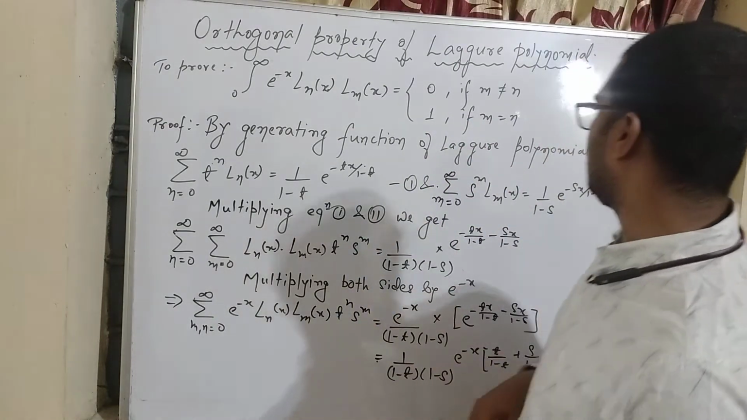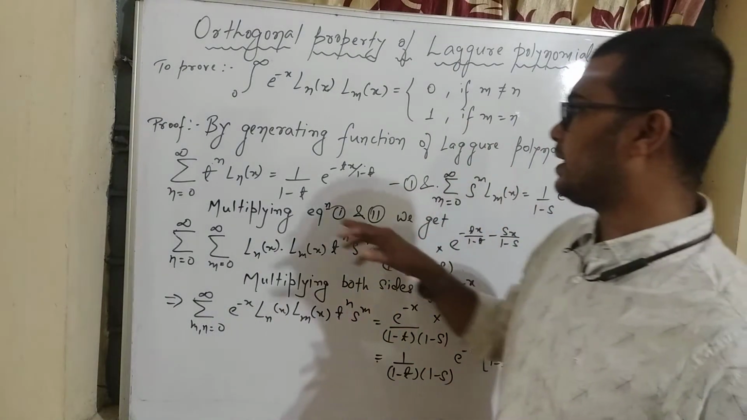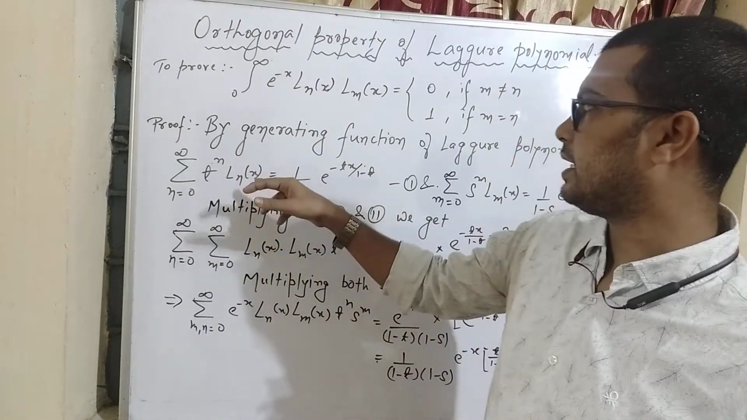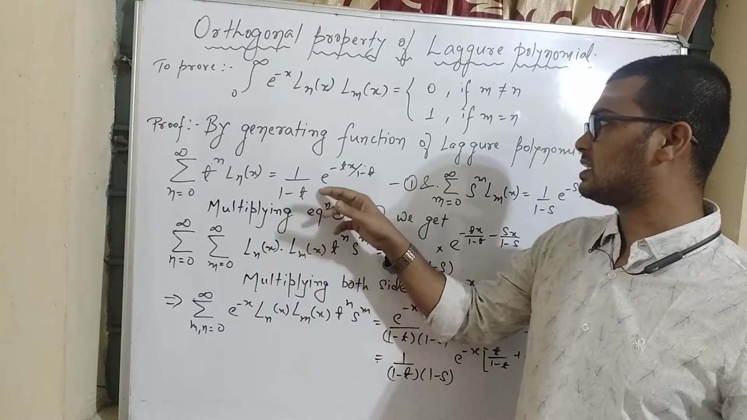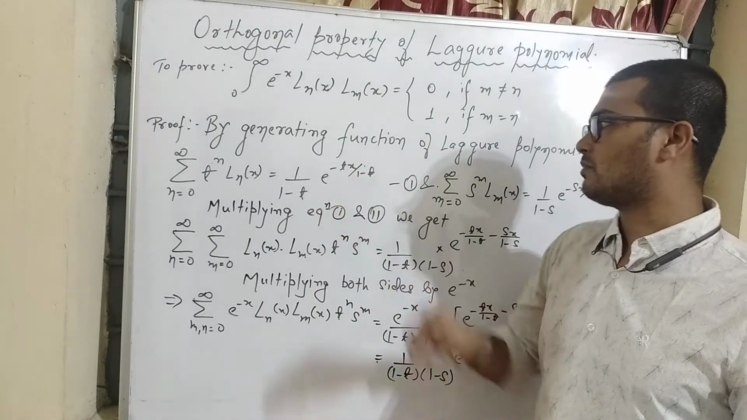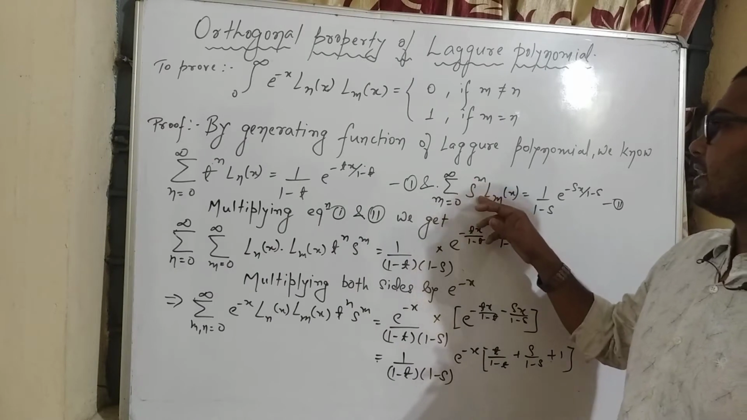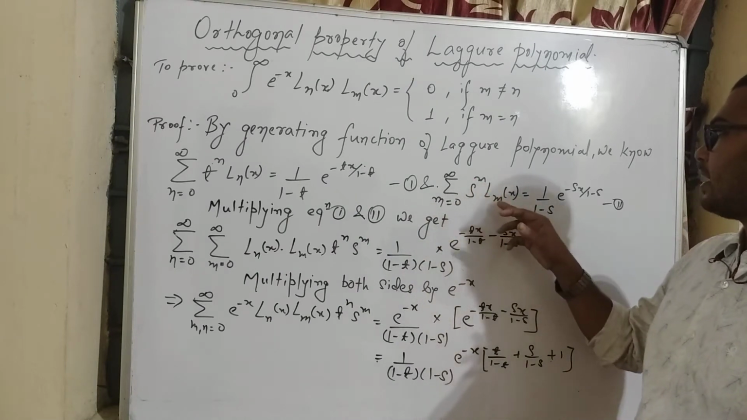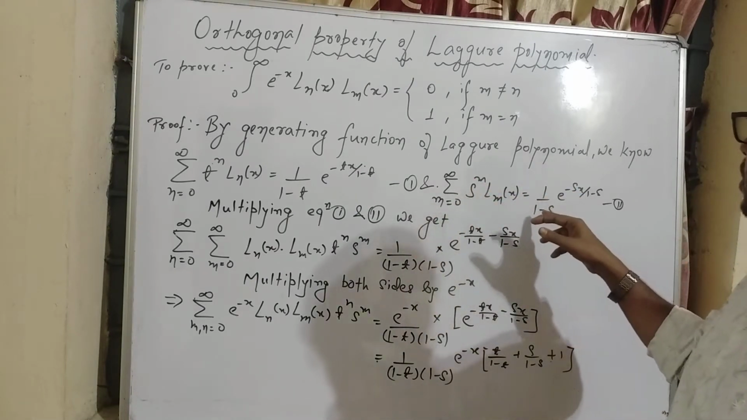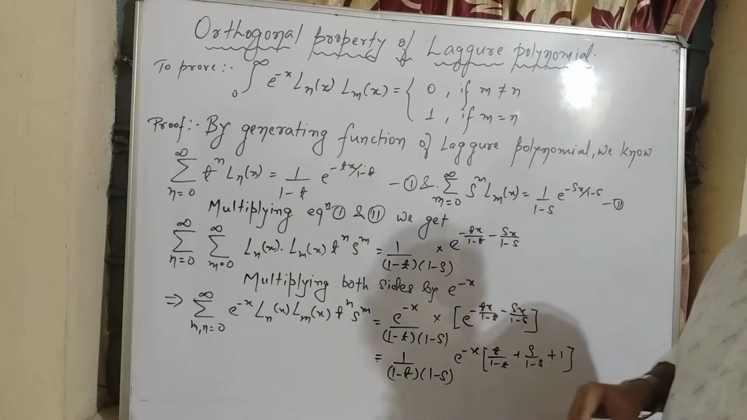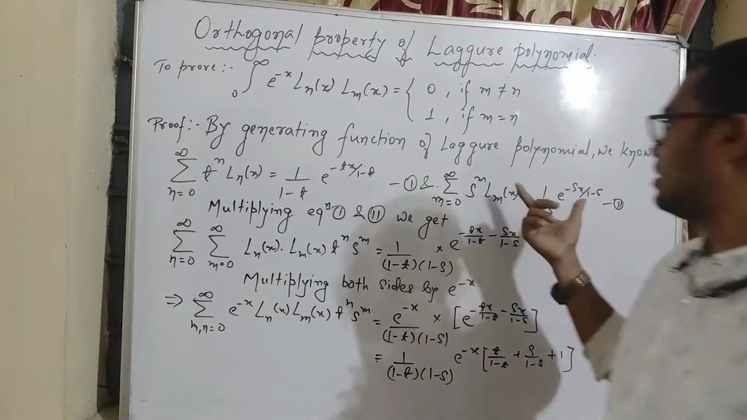Now, by the generating function of Laguerre polynomials we know that the summation n equals 0 to infinity t to the power n Ln(x) is equal to 1 by 1 minus t times e to the power minus tx upon 1 minus t, and the summation m equals 0 to infinity, here the variable is s, so s to the power m Lm(x) is equal to 1 upon 1 minus s times e to the power minus sx upon 1 minus s. Now we'll multiply both these terms, 1 and 2.